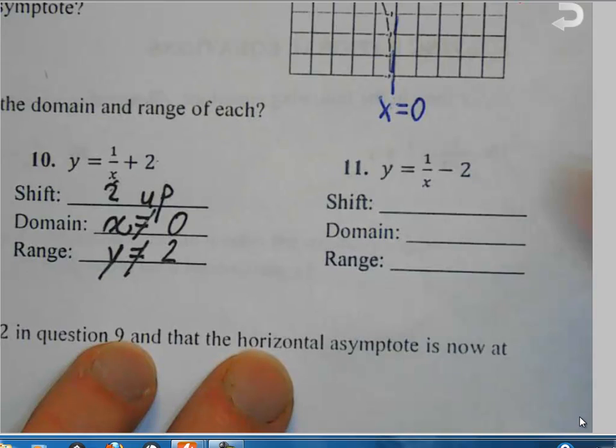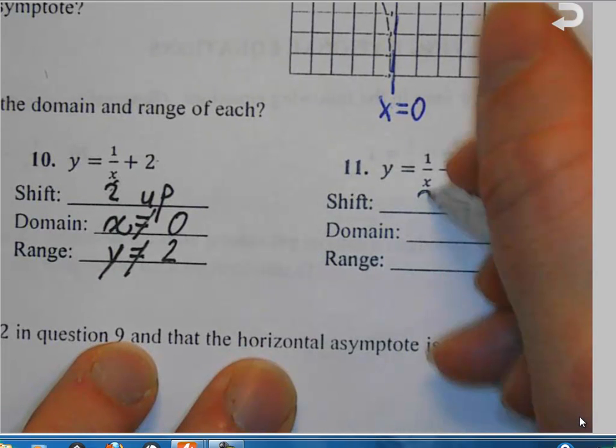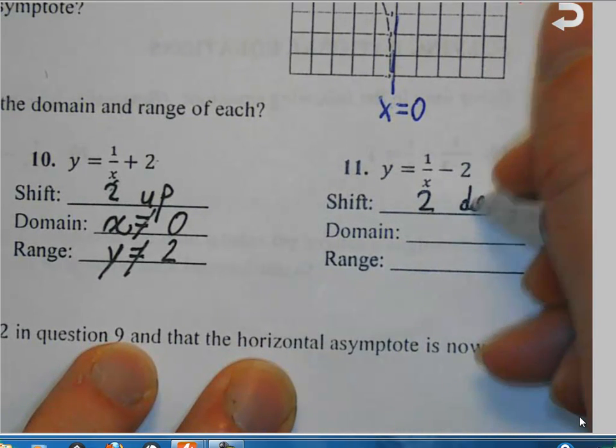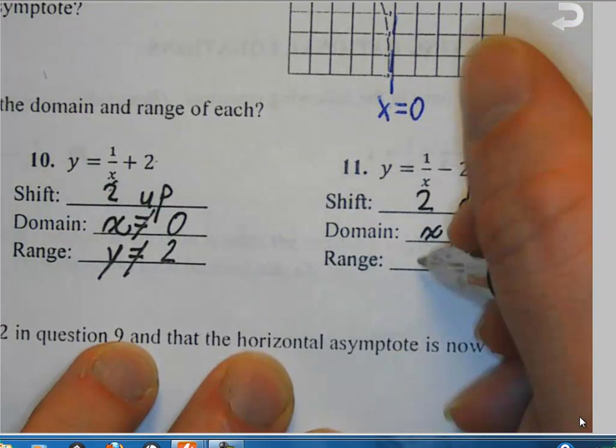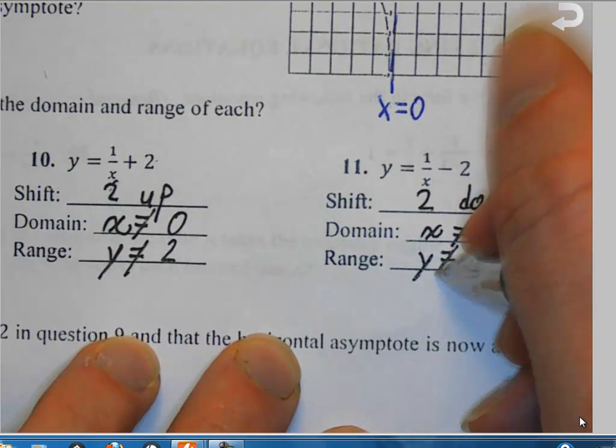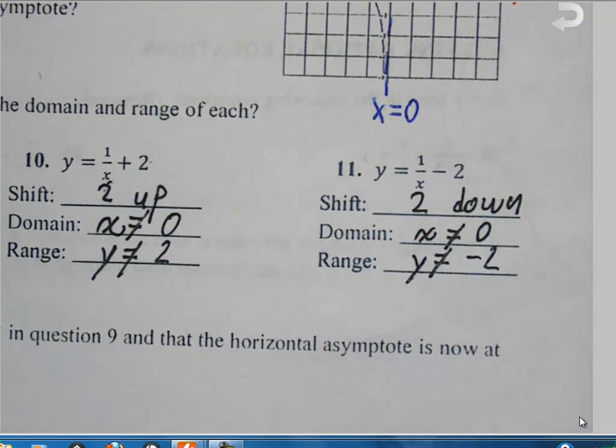Now, the last one, very similar, except instead of going 2 up, we've gone 2 down. The domain is the same, x does not equal 0. And the range now is that y does not equal negative 2, and that's all that we need to do for that page. Going to stop it now so that we don't have to spend forever buffering.